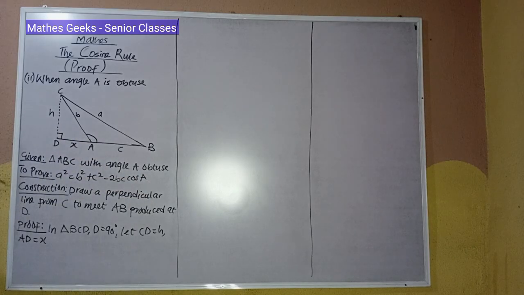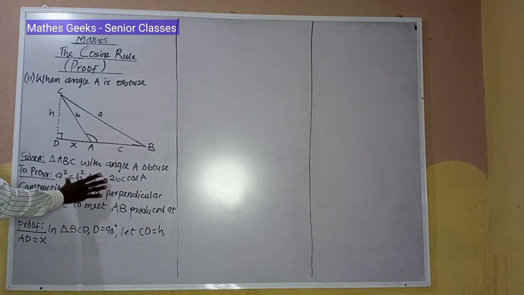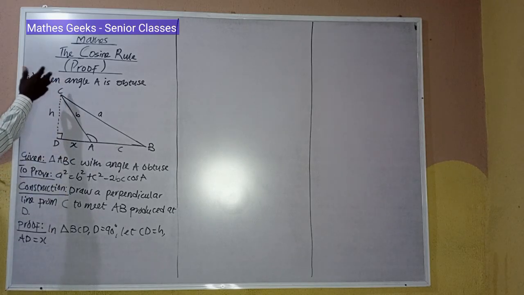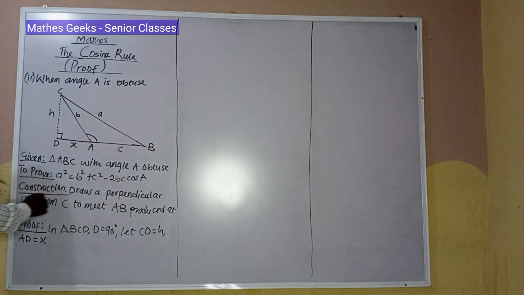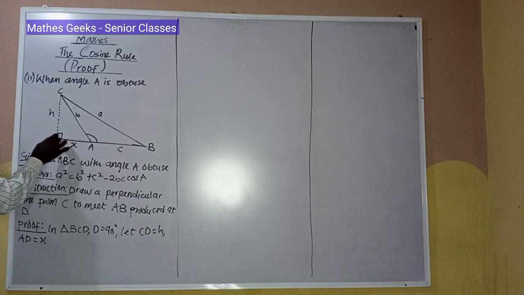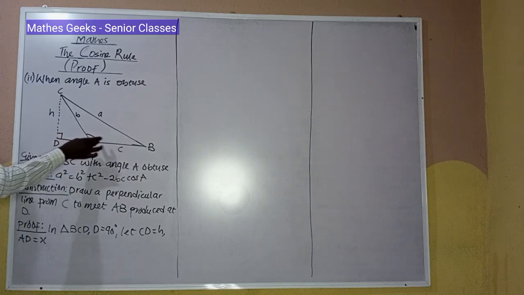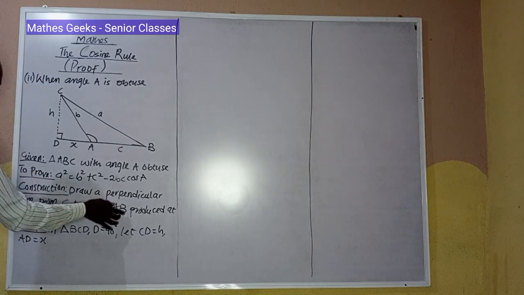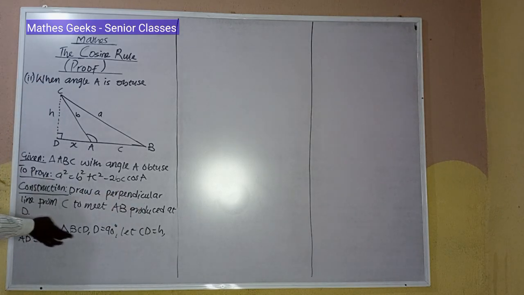So what do we have to do in order to prove that this is truly the cosine rule? We need to construct a line, and that means we need to draw a perpendicular line from C, which is this broken line from C to meet AB produced at this point. So we extended line AB down to this point where we dropped the perpendicular. Where the perpendicular and line AB meet will give us the height of the triangle as D. So, proof in triangle BCD.